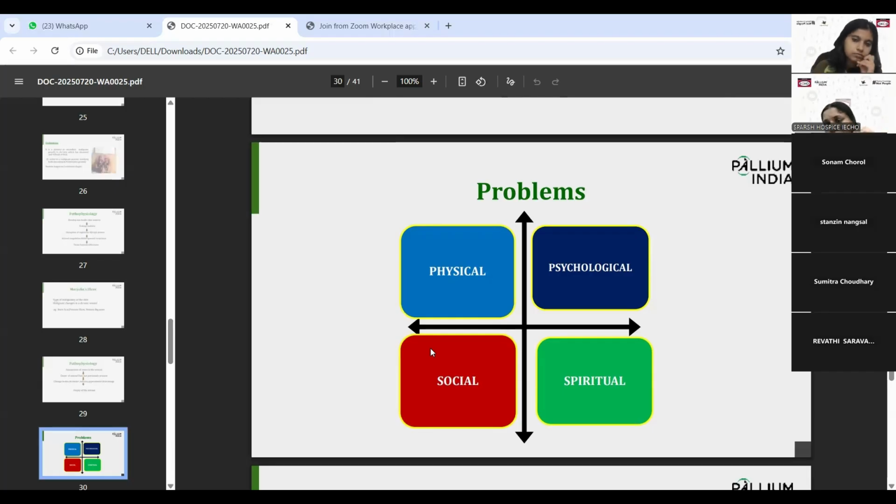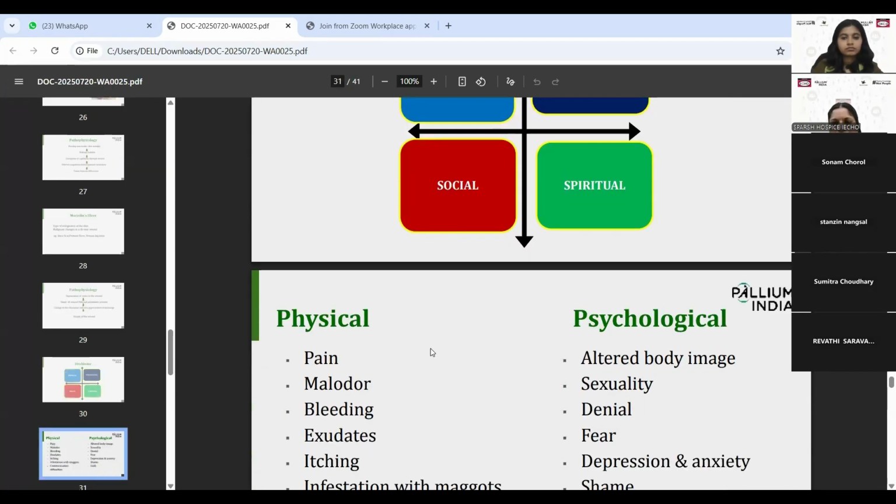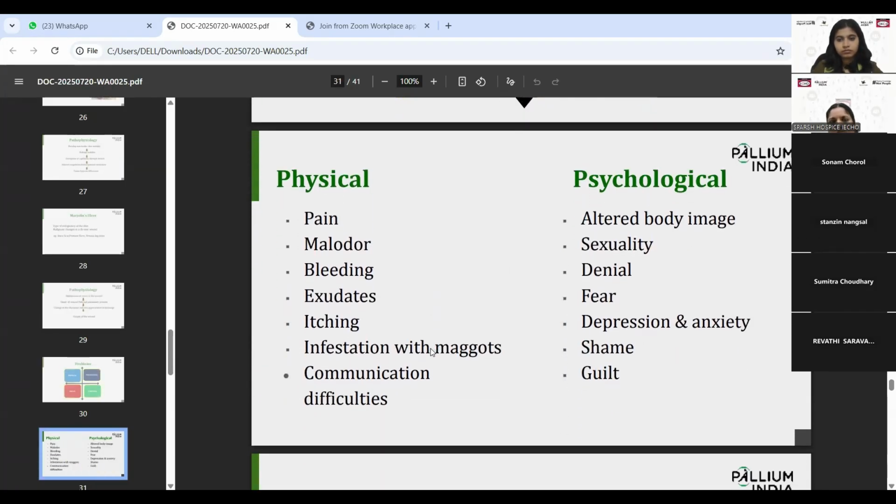We have already studied that palliative care is holistic management. We need to meet their physical, psychosocial, psychological, social, and spiritual needs. Let's look at the problems they face, first the physical problems. Patients are going through pain. They may feel intense pain, and you have to assess the pain with the help of a pain scale.